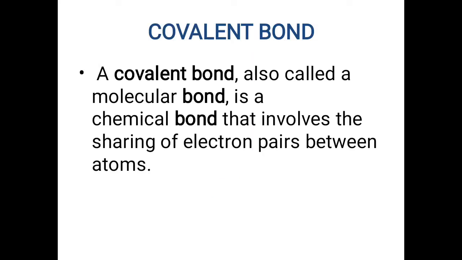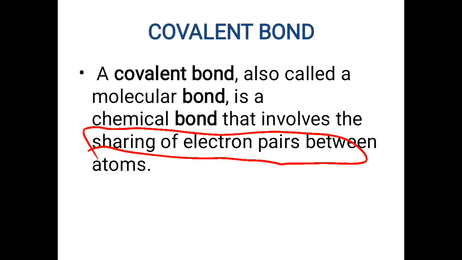First, we cover the definition that a covalent bond is also called a molecular bond, and it is a bond that involves the sharing of electron pairs between atoms. As I had been explaining you all the time, whenever electrons are involved, it's about some chemical change, because the subatomic particle electron plays a very important role in chemical properties of substances and materials.